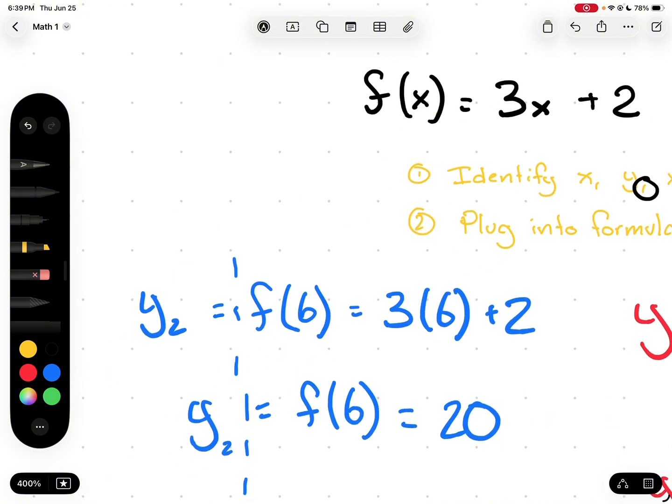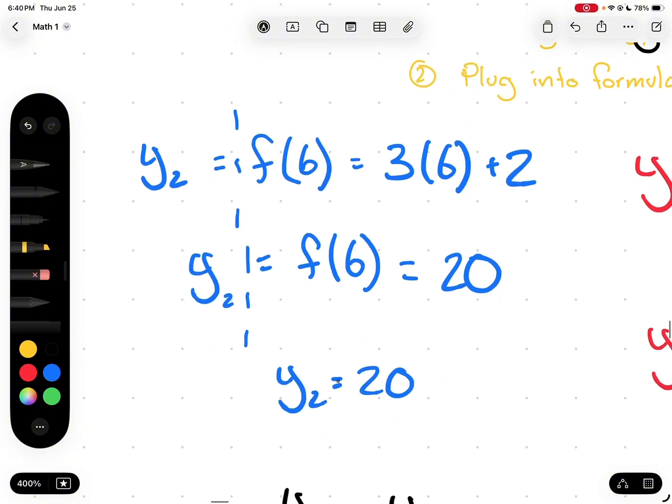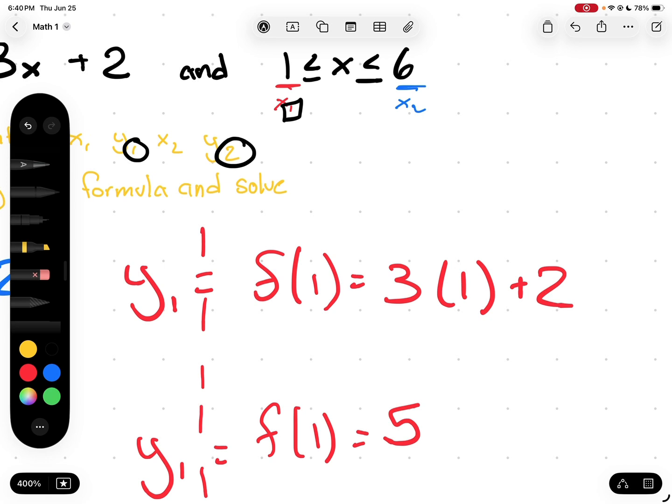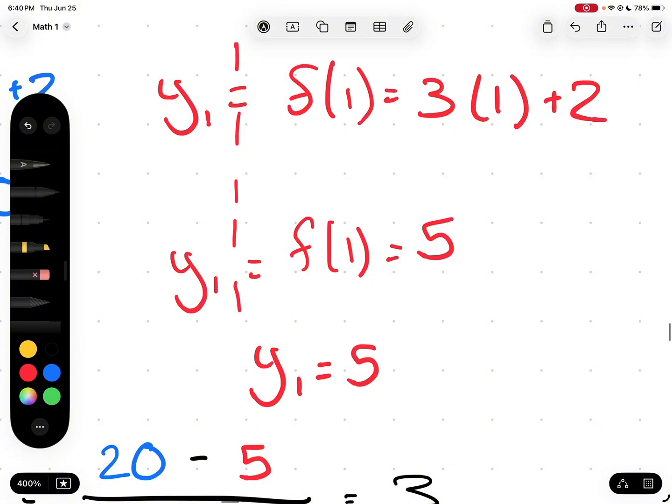And we continue, when we solve it out, we have f of 6 equals 3 times 6 plus 2, because this is our original equation. f of 6 equals 18 plus 2, which is 20, which makes y2 equal to 20. Following the same logic, we use x1 or 1 to find y1. If we continue solving it out, we have f of 1 equals 3 times 1 plus 2, which is 5. And then we have y1 equals 5.